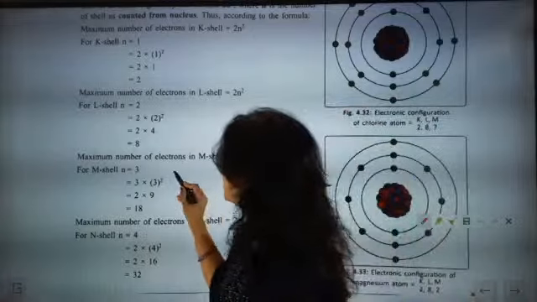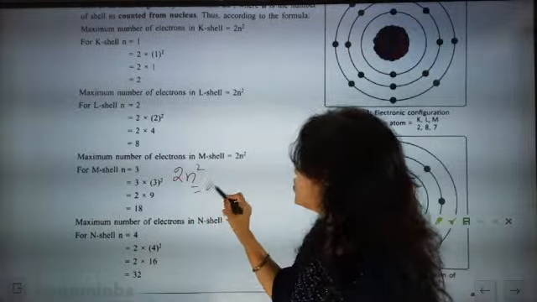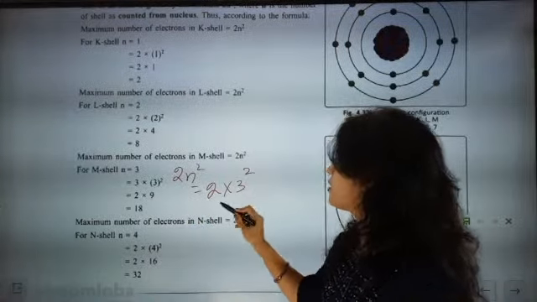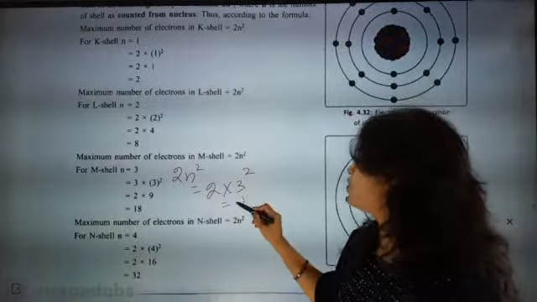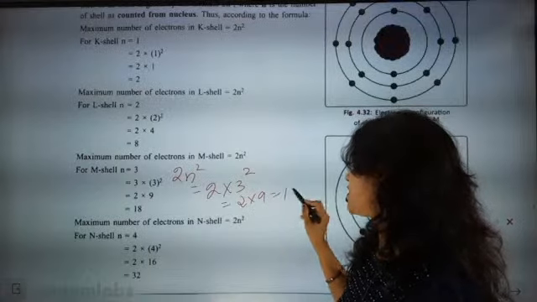Third is 2n square. So 2 into 3 square. It is exactly going to be 2 into 9, so it is coming as 18.